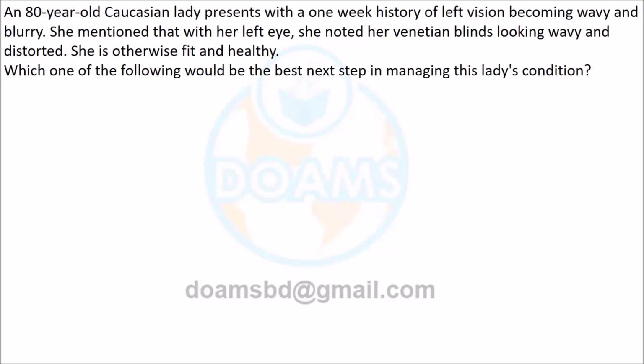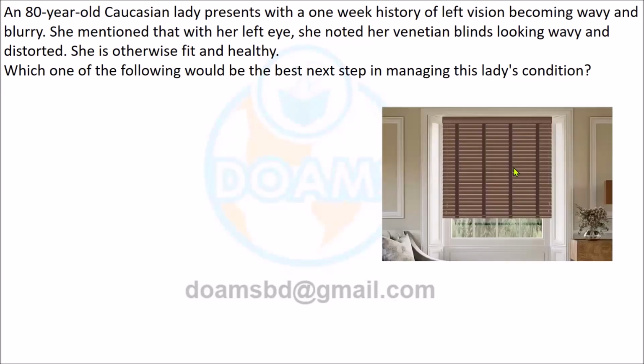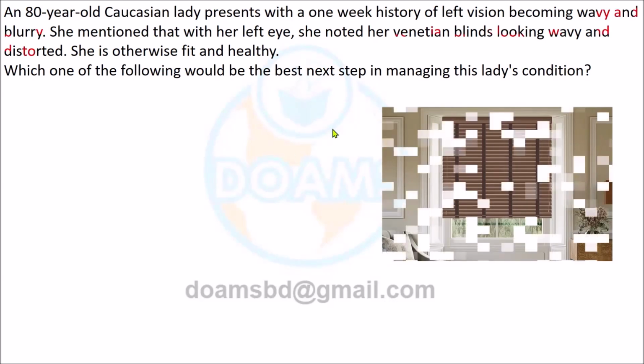What about the Venetian blinds, doctor? What do you think? What is this? Venetian blinds in the window, in the house. This is the curtain, Venetian type blind. The horizontal lines are there. The patient is telling that she is looking at these lines wavy or distorted. Maculopathy. If it is a maculopathy, what following would be the best next step?